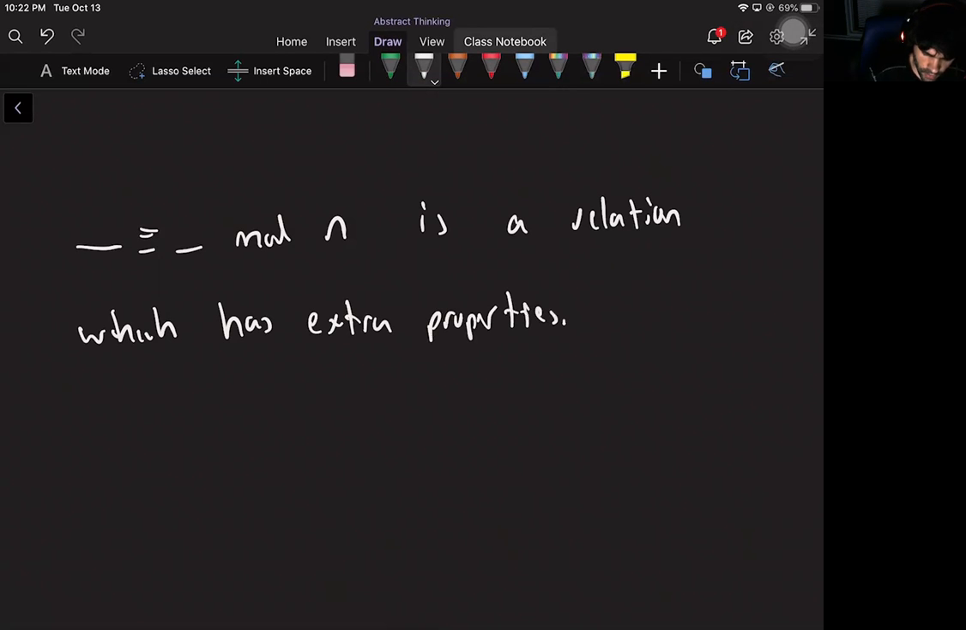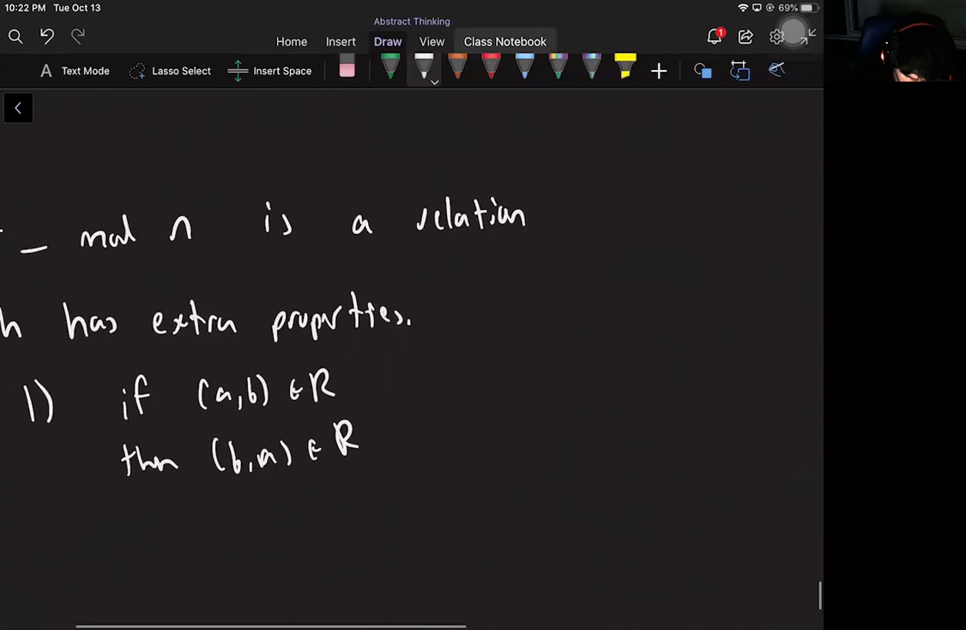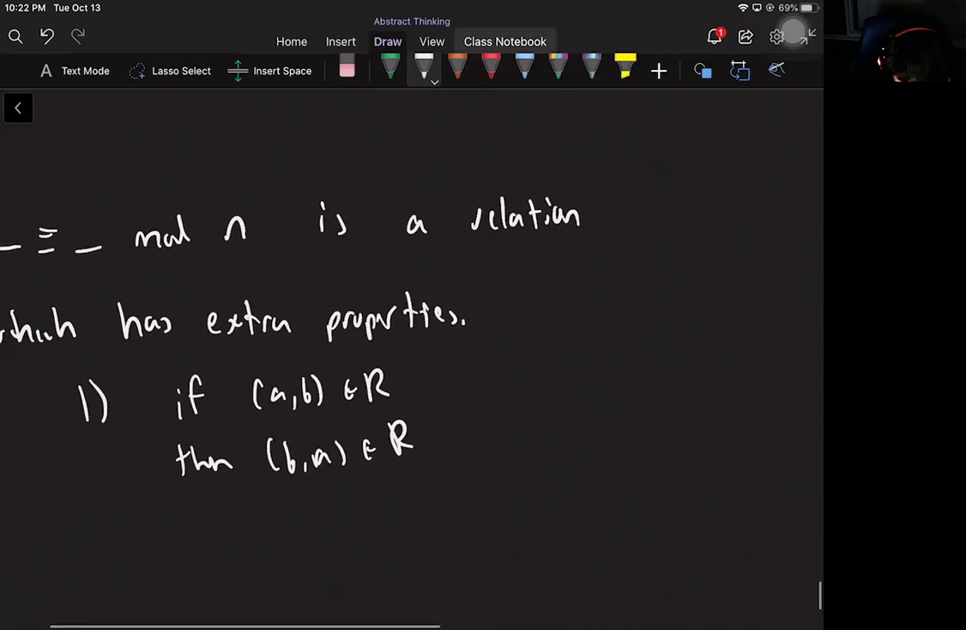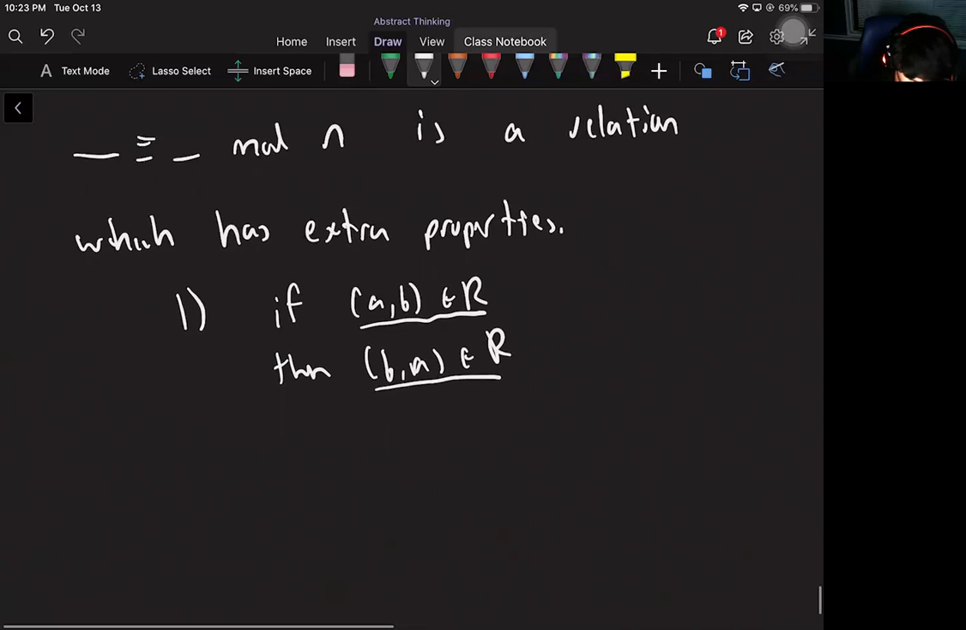So we already sort of noticed one, which is that if A was related to B, then B was related to A. Oops, not the real numbers, the relation. So that happened up there. For every pair that's in the relation, you can also find the pair in the reverse order in the relation. So that's one extra nice property.